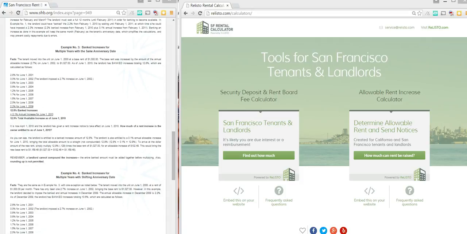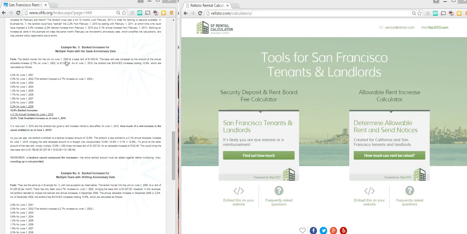Currently, we're working on example number 3, banked increases for multiple years with the same anniversary date. And of course, we're doing this with the San Francisco rent calculator for allowable rent increases. This is specially designed for not only San Francisco non-rent controlled properties, but also the rent controlled properties. All right, so without further ado, let's look at this example.